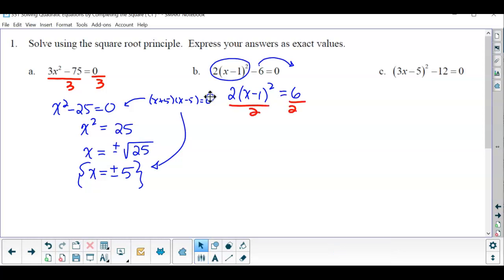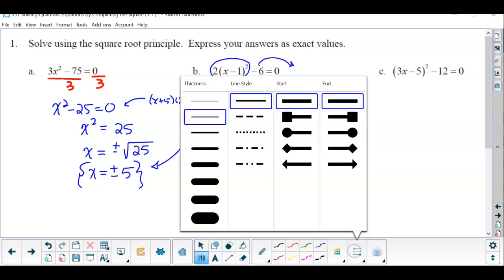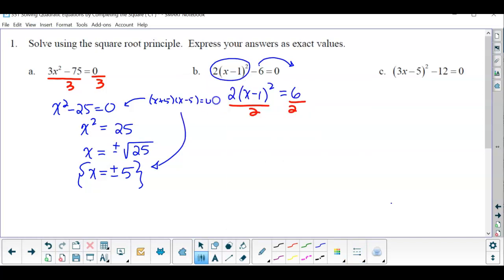You're more likely to see it there. Okay? But you can do it at the beginning if you see it. Those divide out. So then you get x minus 1 squared equals 3. Right? So you're working your way back down to just x.